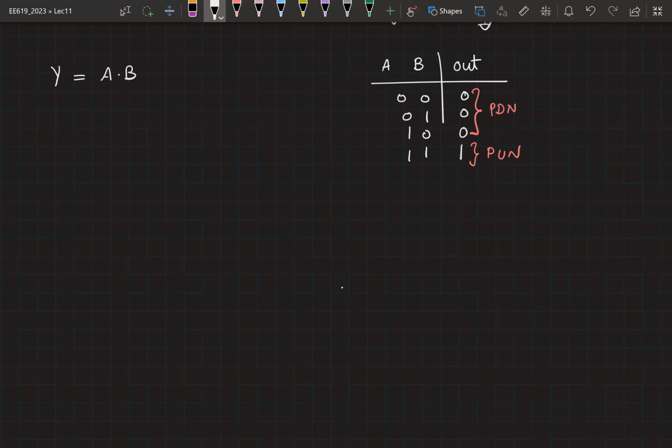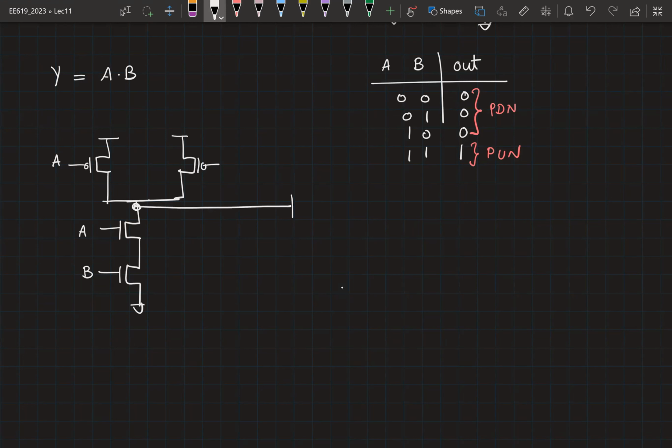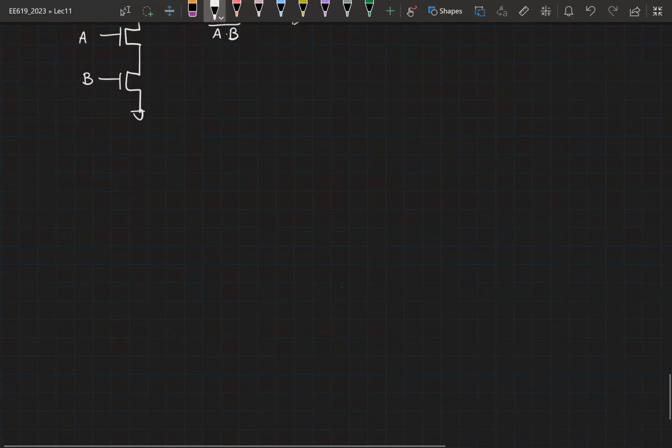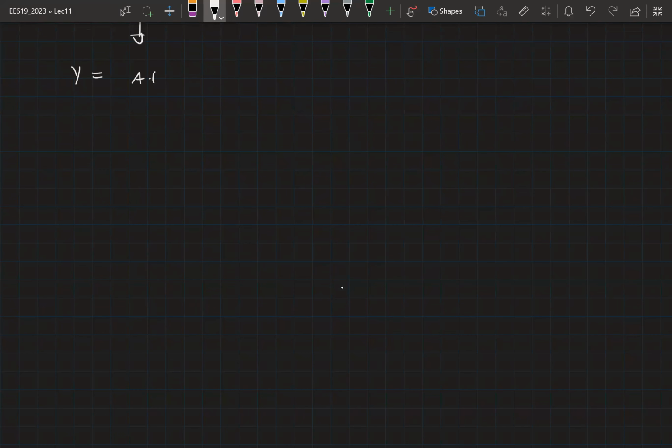At least two stages. So you will first implement a NAND, and then you take the output and pass it through another inverter. So this gives you A dot B bar, and then this gives you the complement of it, which is A dot B. So now let me give you a little bit more interesting problem. So please implement Y is equal to A dot B plus C dot D, the whole bar.